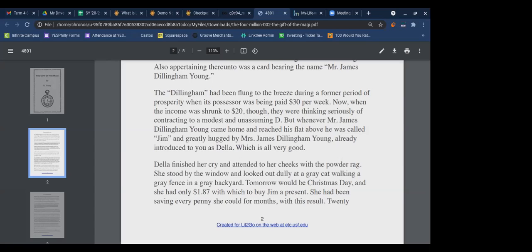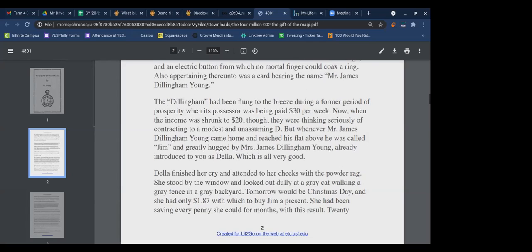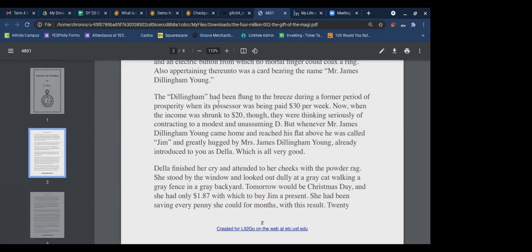Again, a lot of words from this author, but if we break it down, we're talking about the middle name Dillingham being on the mailbox, and we want to know its significance, its importance. What he tells us here is that the Dillingham had been flung to the breeze during a former period of prosperity when its possessor was being paid $30 per week. So this word prosperity: if you're in a period of prosperity, what does that mean? Are you doing well, making a lot of money, or are you doing poorly?